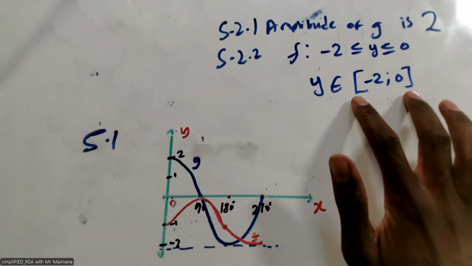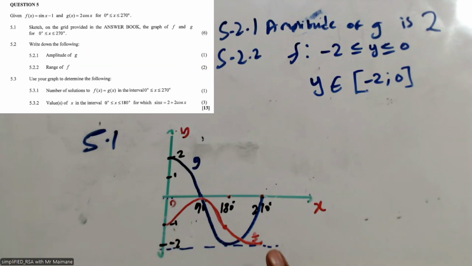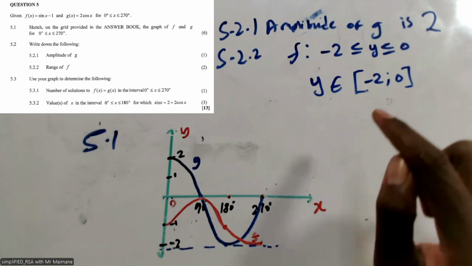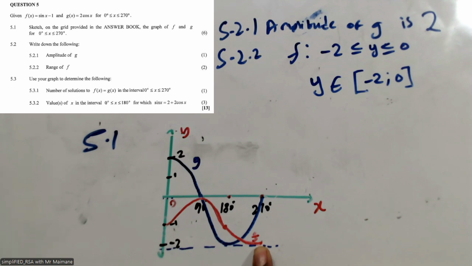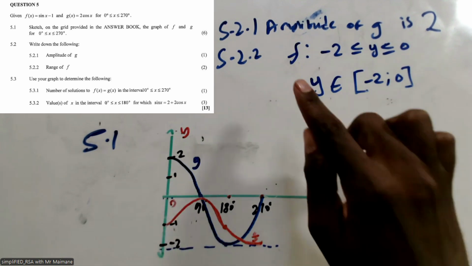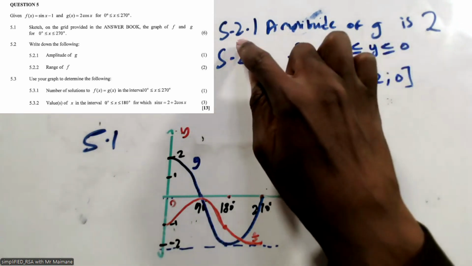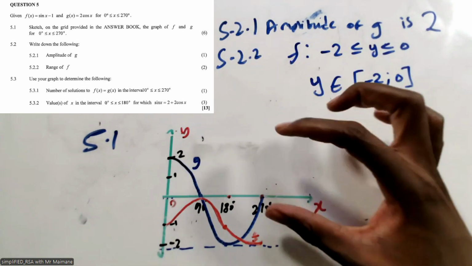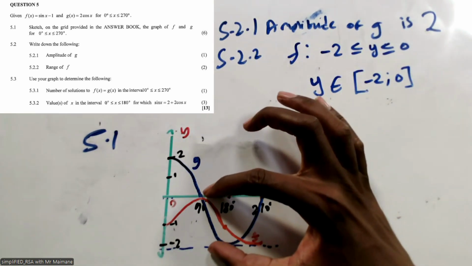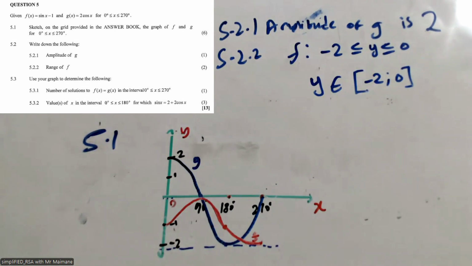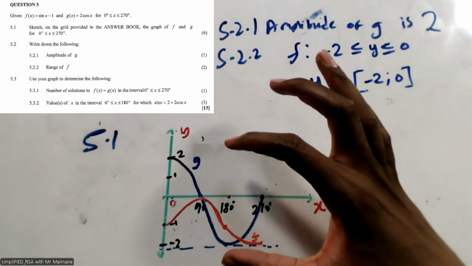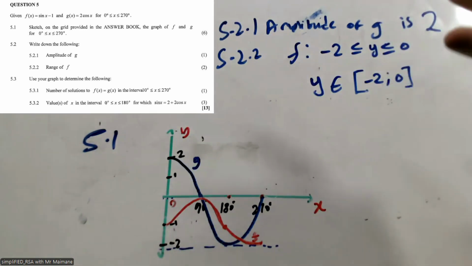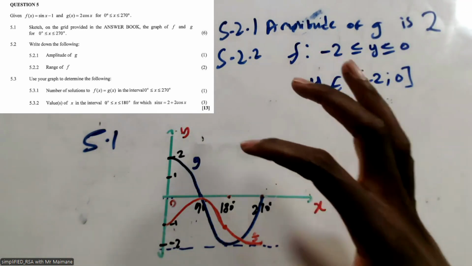So we use the box brackets to emphasize that both -2 and 0 are included because the range touches -2 as well as 0 there. So for 5.2.1, the amplitude of G is 2, and for 5.2.2, the range of F ranges between -2 and 0. That's the answer. Like I say, after you answer 5.1 by drawing the proper graph, all the answers are going to reveal themselves from the graph itself.